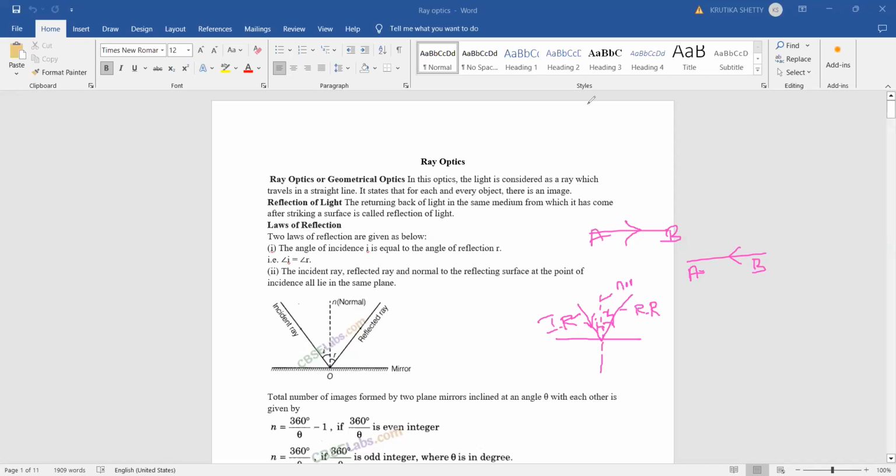So here we have the next point, that is the laws of reflection. What are the laws of reflection? The first law is that the angle of incidence is equal to the angle of reflection. This is the first law. Then the second law is what? At the point of incidence, the incident ray, the reflected ray, and the normal all lie on the same plane. So this is the second law. Okay.